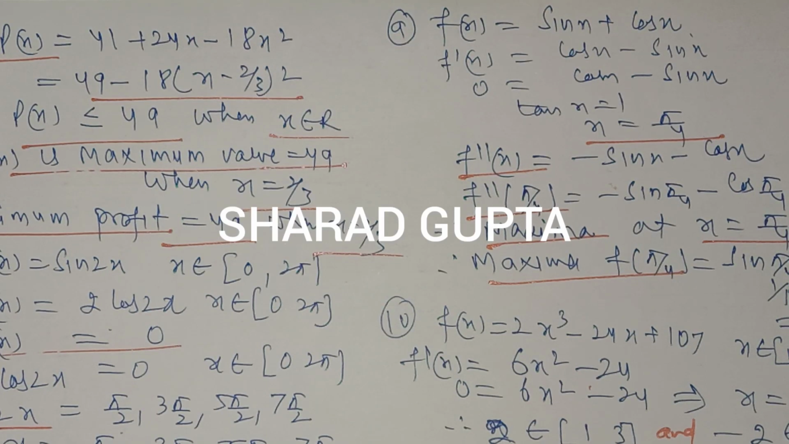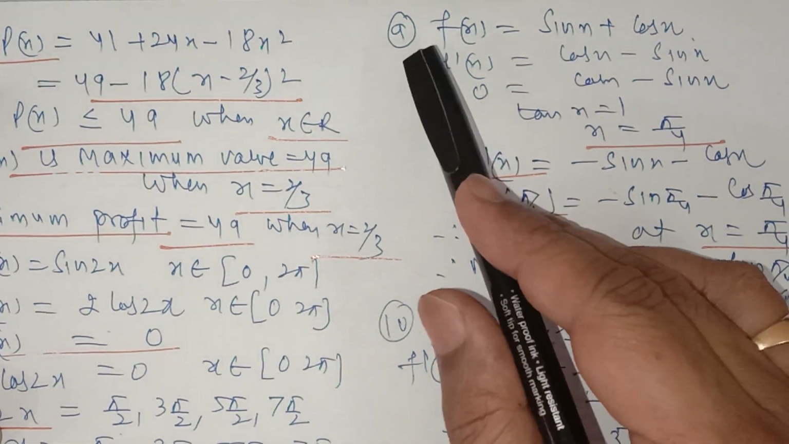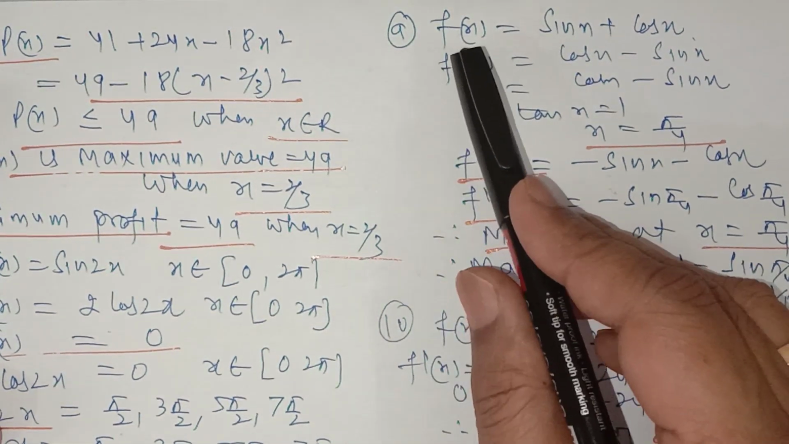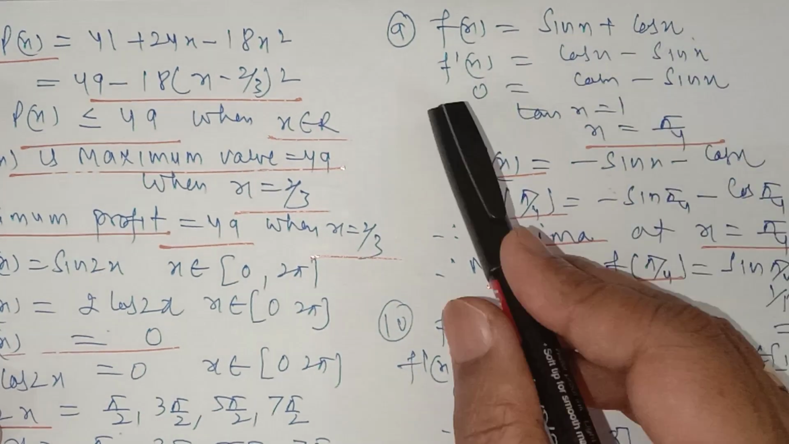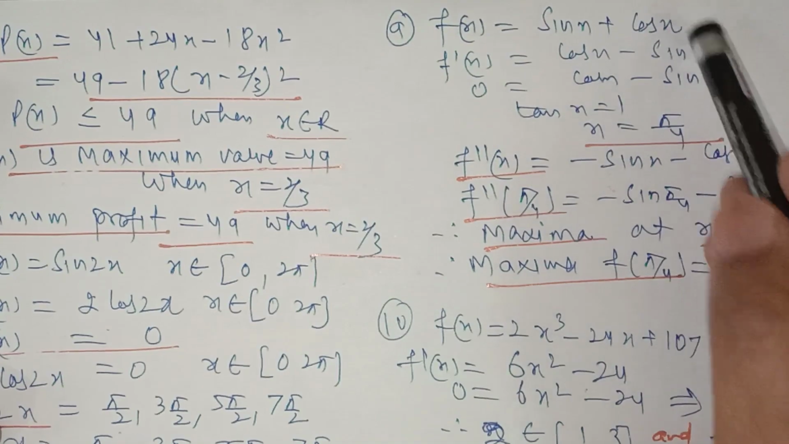This is lecture number 14 for the chapter Maxima and Minima, class 12th, and we're discussing Exercise 6.5. Now let us take question number 9, which has f(x) = sin x + cos x. As usual, find its first derivative, which comes out to be cos x minus sin x.